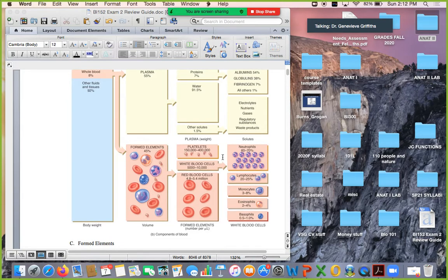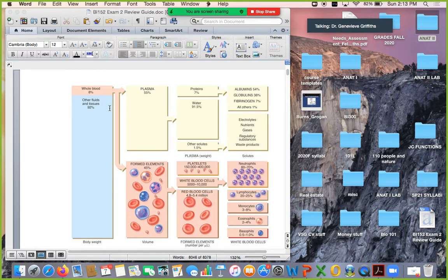And this image depicts the approximate percentages in the body of the whole blood, 8% versus the rest of it, 92% other fluids and tissues. And if you look at that 8%, which is the whole blood, and split it up into plasma, approximately 55%, and 45% being the formed elements. If we look just at that plasma, as we were just talking, it is mainly going to be water. But we also have some proteins and other solutes, and we mentioned some of the proteins, but there's several others in there as well. And then there's also things like electrolytes and nutrients and gases, which are solutes that are going to be distributed to the cells or taken away from the cells, like wastes.